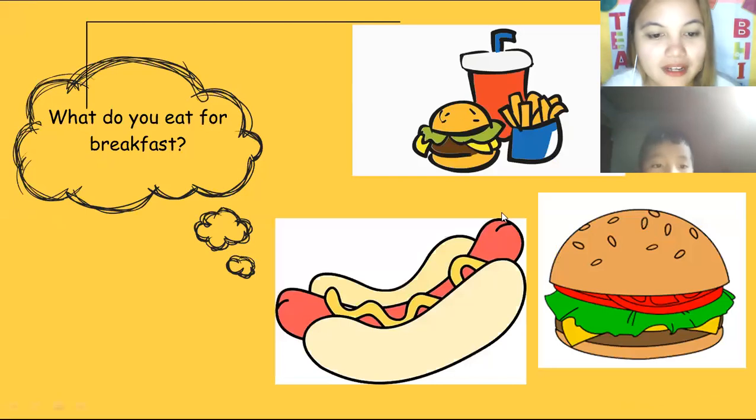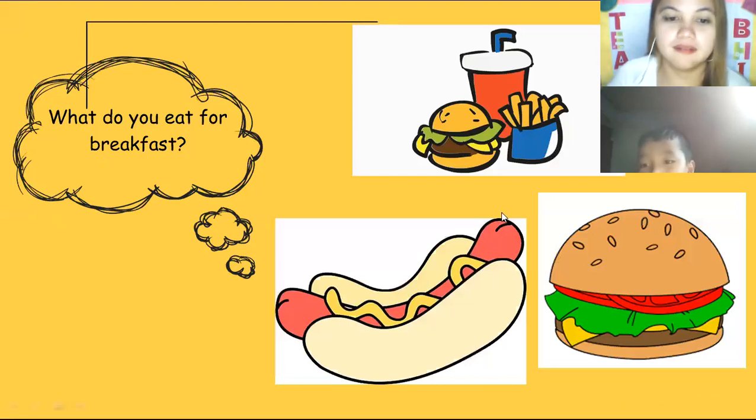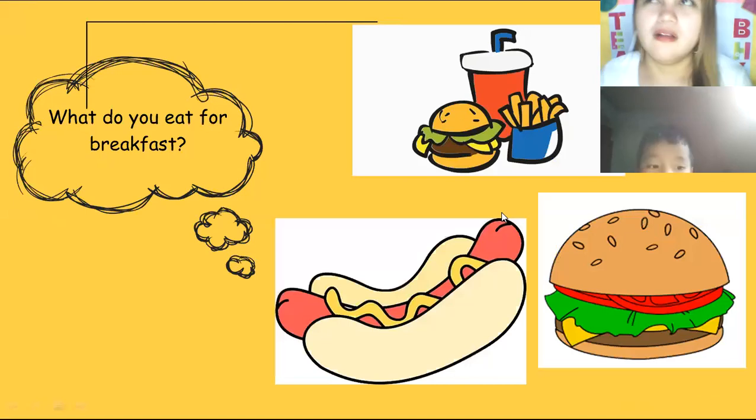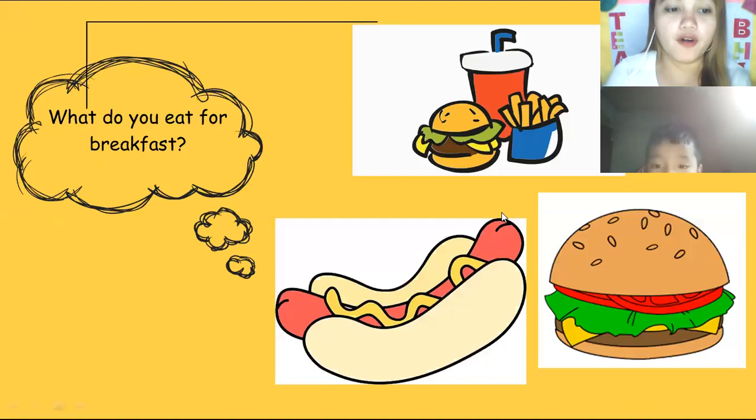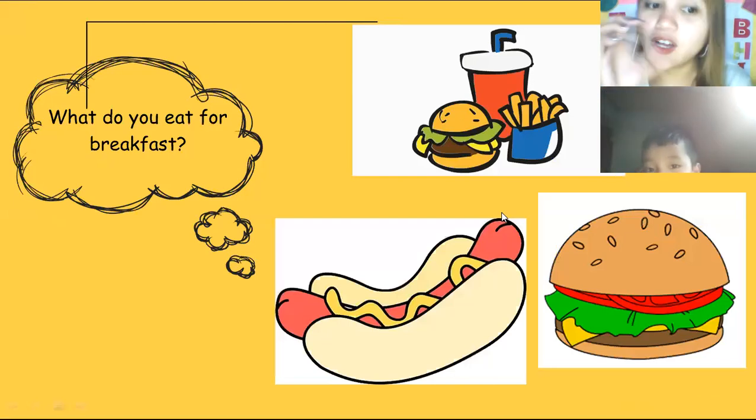Yes. Okay, very good. And you eat your breakfast. Teacher, sometimes. Sometimes. Yeah. I always drink chocolate drink for my breakfast. I don't eat rice or bread. Why? Because I wake up at lunchtime already. Yeah, I wake up at 10 a.m. So I don't have to eat my breakfast. I just have to wait for my lunch. So I just drink chocolate drink.